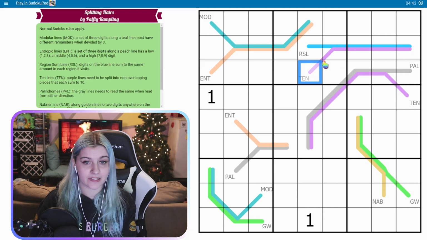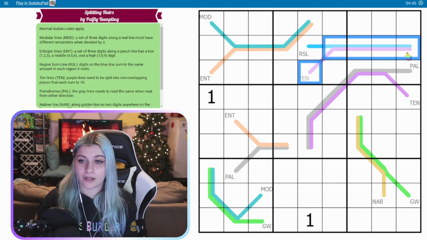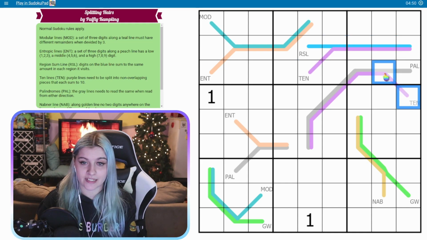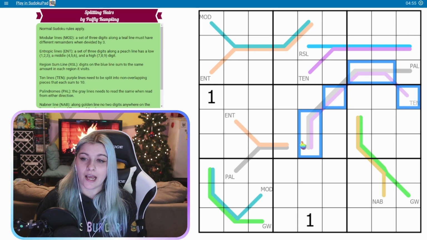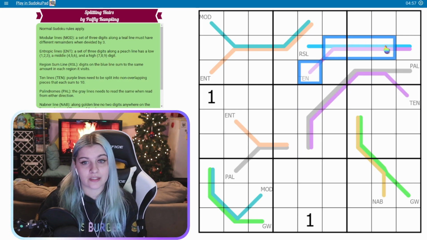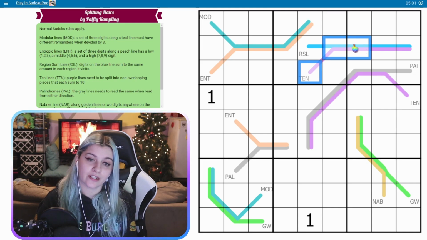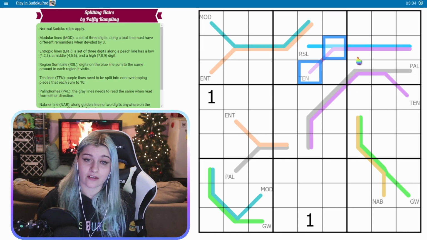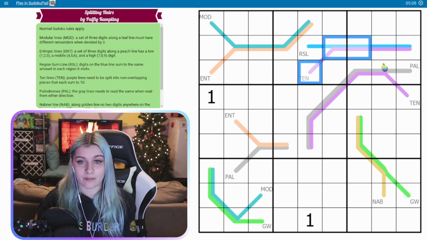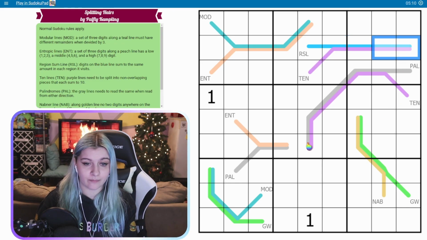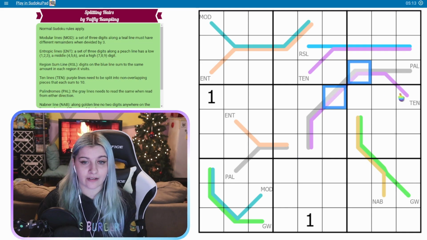We have 10 lines. That's these purple ones here. Purple lines need to be split into non-overlapping pieces that each sum to 10. Okay? So we have 2 10 lines here. Somehow this will be split into different lines. I don't have a good example because maybe it's these 2 cells and then these 3 cells have a sum of 10. Or maybe these 3 cells have a sum of 10 and these 2 cells have a sum of 10. Something like that. This one could even have 3 different sets. We could have 10, 10, 10 on it.